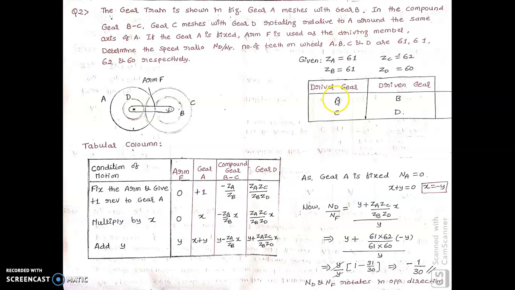Here the driver gears are A and C. Driven gears are B and D. So ZA into ZC divided by ZB into ZD. So that only I have written here.